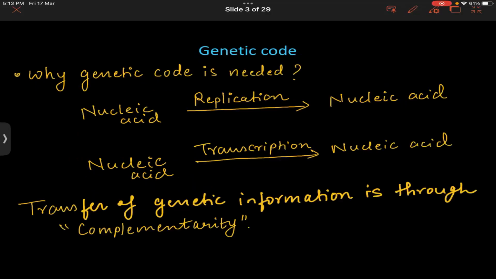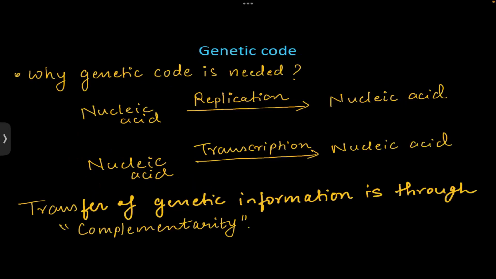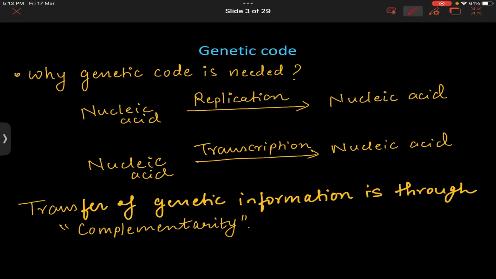So in this class, we will look into the process of translation. That is the process of synthesizing protein or polypeptide chain from mRNA. So before understanding translation, we should first understand what we mean by genetic code or codons. What are codons? Okay, so let me begin by raising a question: why is genetic code actually needed? Why do we need genetic code? All right, what role does it play?